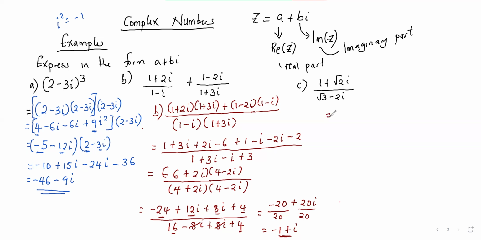Part C. Part C, 1 plus 2 root 2i, we multiply by root 3 plus 2i, the conjugate from the denominator.